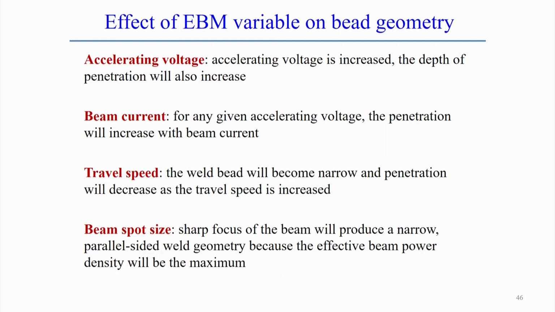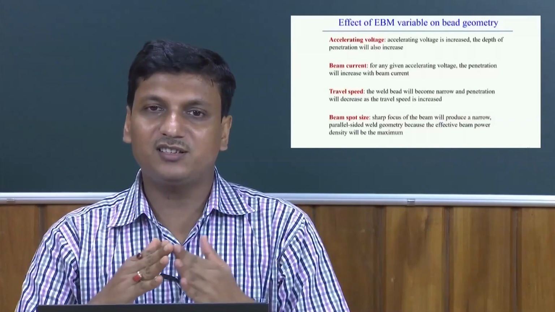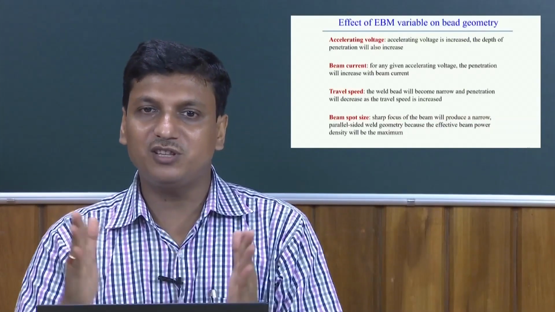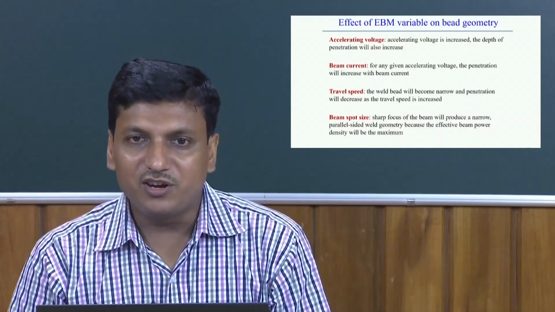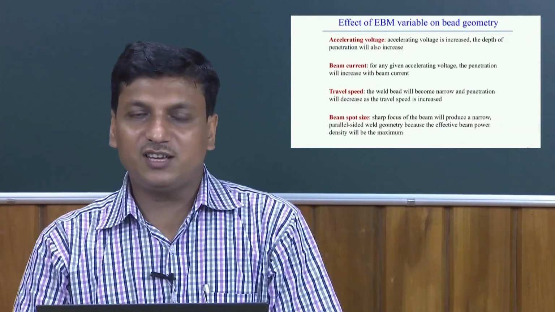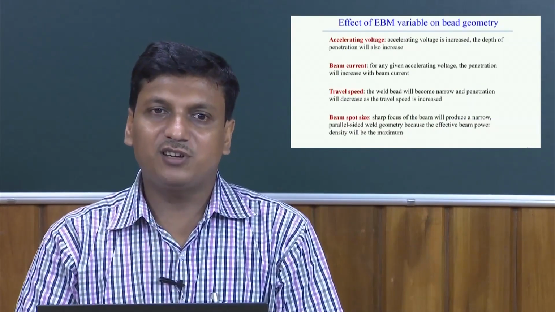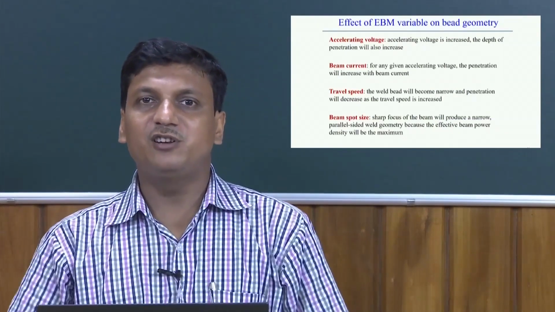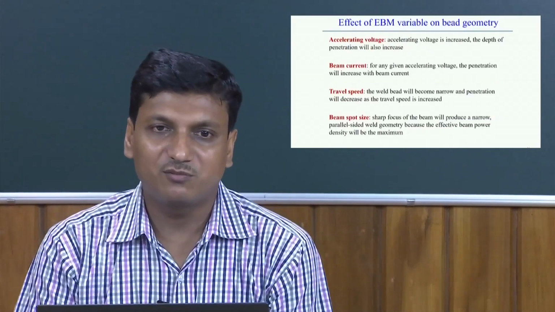But at the same time, when it decreases the penetration, it will try to narrow down the weld width. But if travel speed is very low, the width can increase, and in that case it is beneficial, as it will try to increase the width as well as the penetration. So, these are the basic ideas about the effect of travel speed on the weld bead geometry in the electron beam welding process.